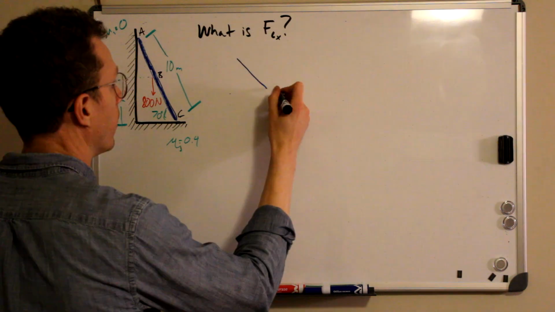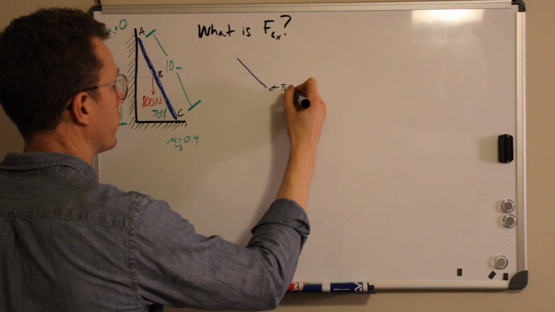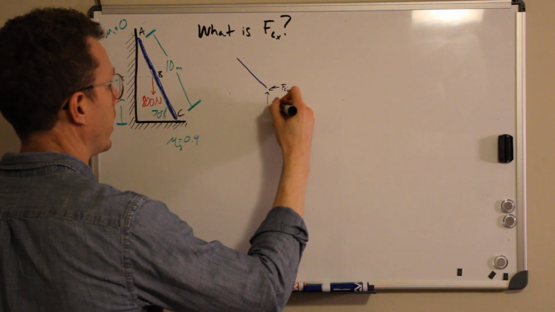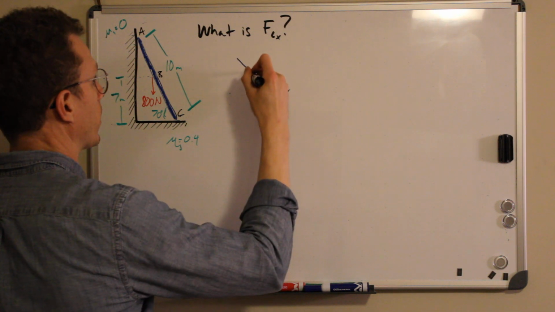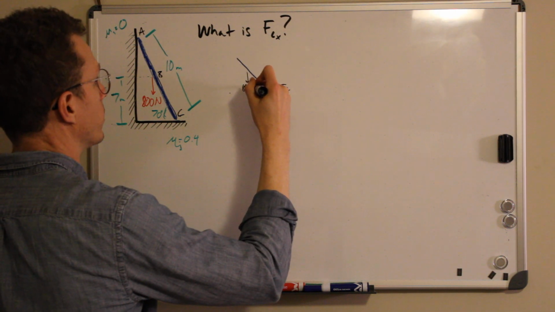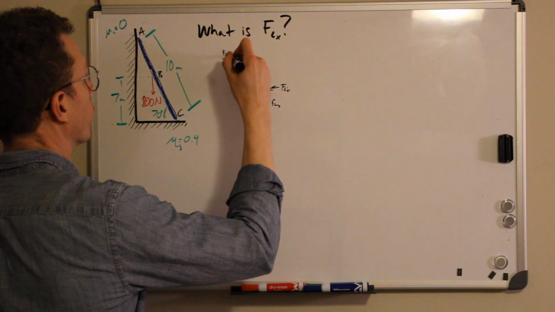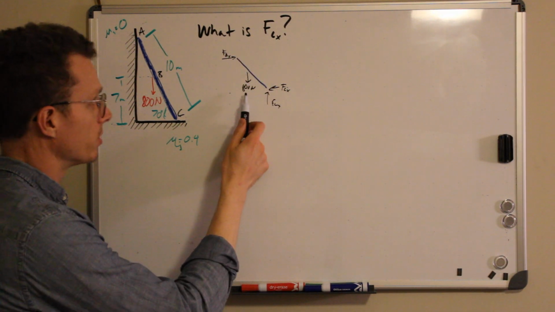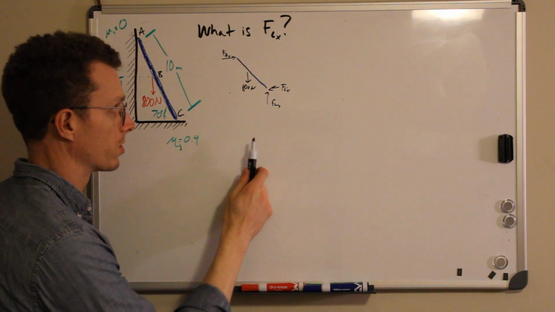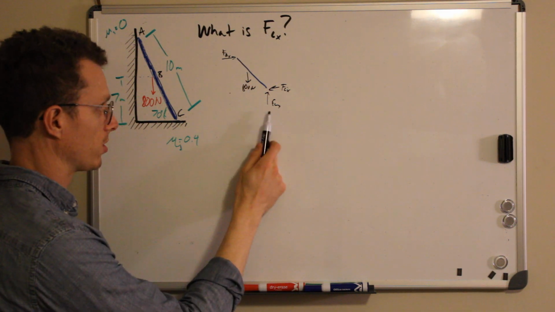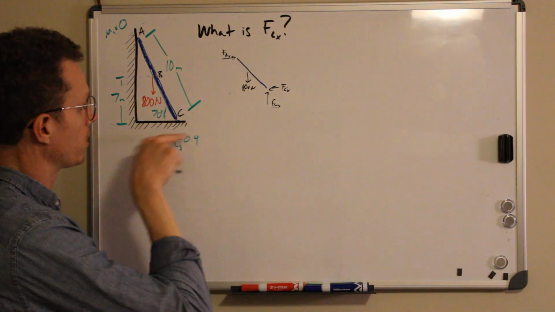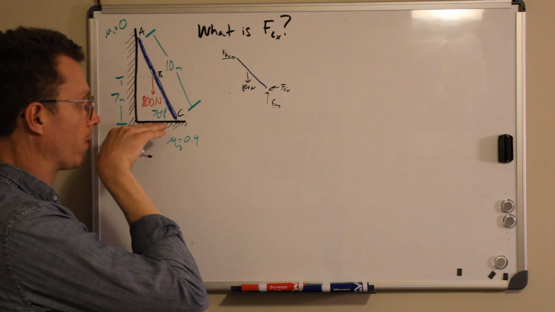I've got a force this way, we'll call this F_Cx. I've got a force this way, F_Cy. I've got a force this way, this is my 800 newtons, and I've got a force this way, this is going to be F_Ay. So I know that I've got 800 newtons down, so I've got to have a force resisting in the opposite direction. So that's going to be my F_Cy, because we've got friction here, right? Otherwise the ladder would slide.